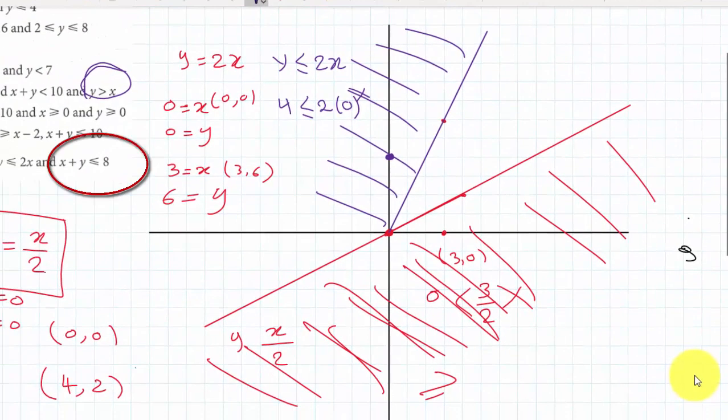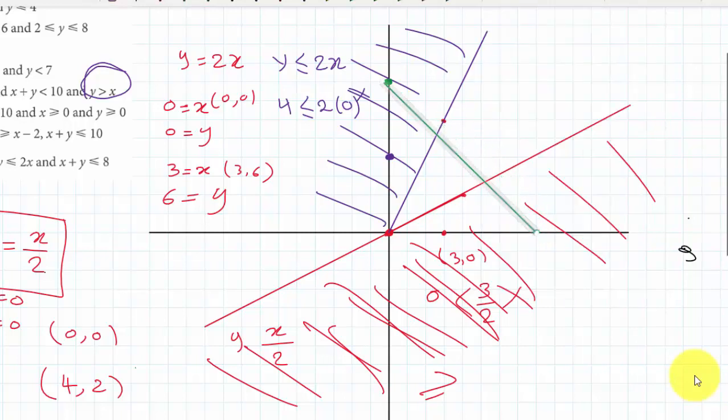x plus y is less than or equal to 8. This is a line which is between 8 on the x-axis and 8 on the y-axis. Join them with a straight line. Now for the green line, which side should be shaded? Pick any point in this side or this side. If the point satisfied, it means the side is the unshaded one. If the point didn't satisfy, it means the side should be shaded.